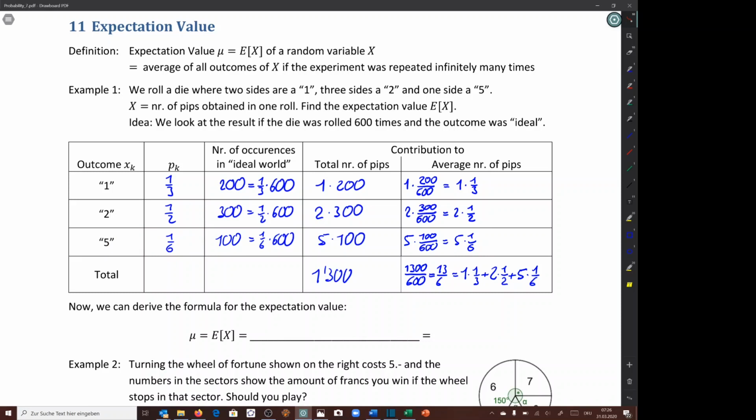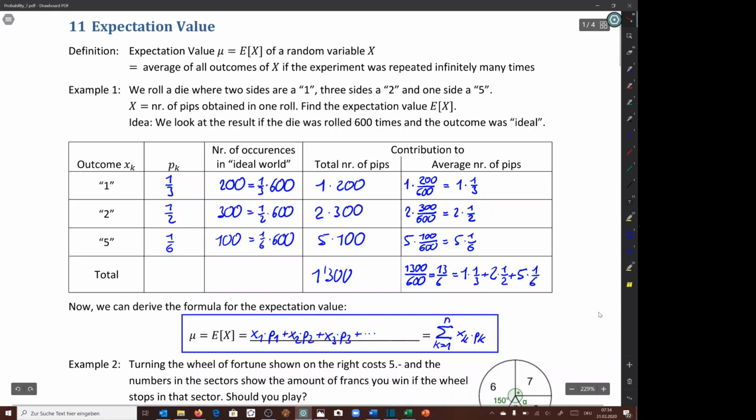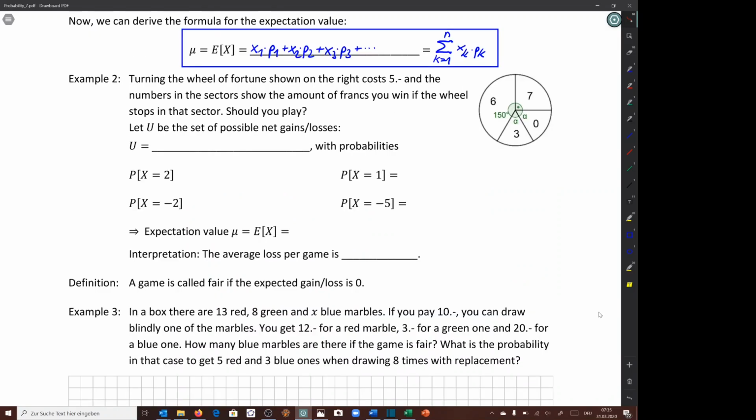By generalizing this, the expectation value of random variable x is x1 times p1 plus x2 times p2 plus x3 times p3, and so on. So this means we have to look at all outcomes and multiply them with their probability, and then sum up these products. And using sigma notation, we can write this as the sum of xk times pk, for k being from 1 to n. Let us use this now to solve example 2.